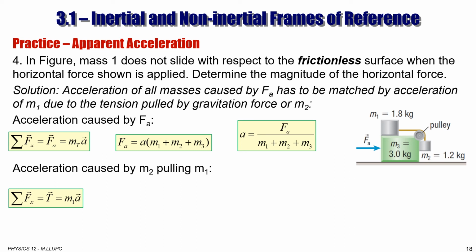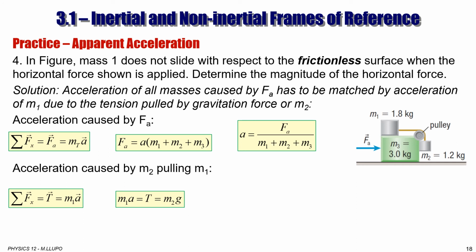So this one actually is going to be the sum of all forces on the x-axis is equal to m1a, because that is the tension that is pulling m1 in the right direction. Then we can say m1a is equal to tension, but tension itself is equal to m2g, because m2 is being pulled by gravity.